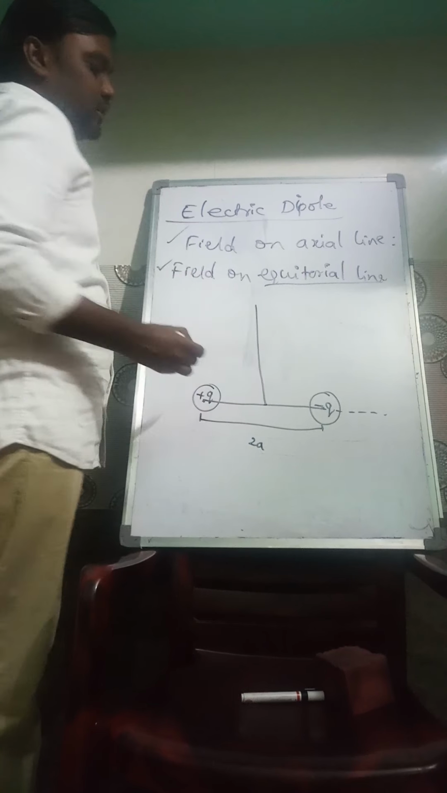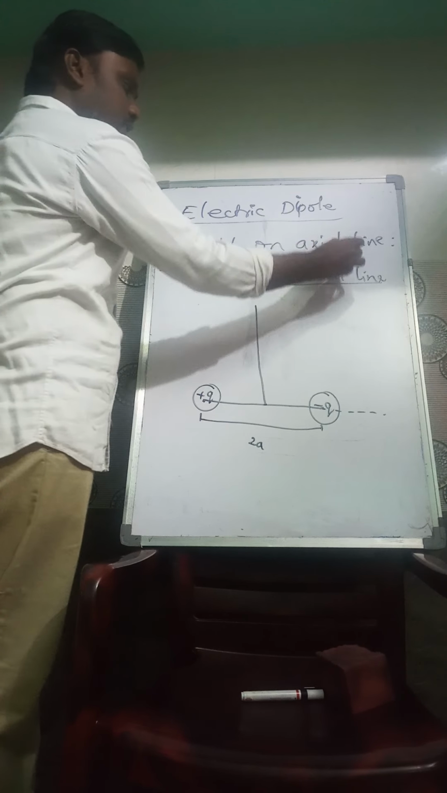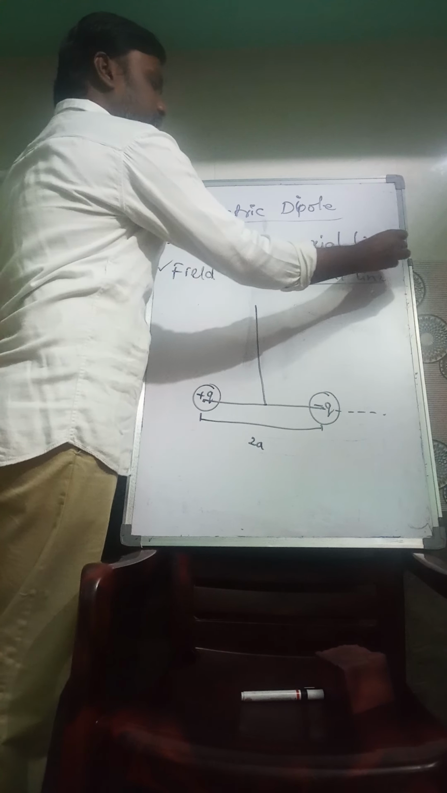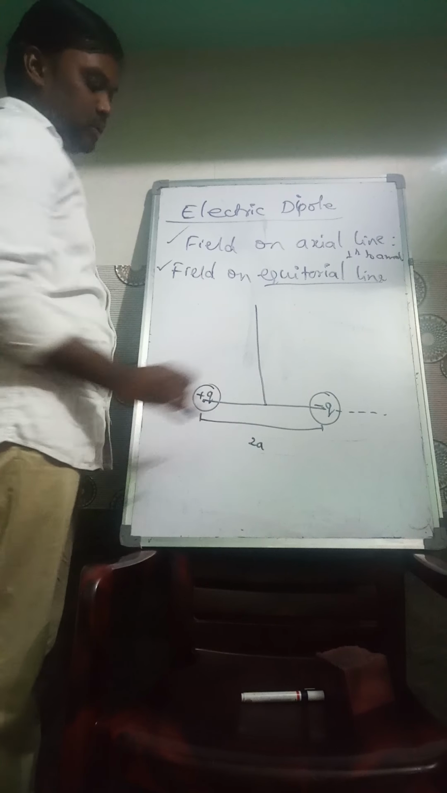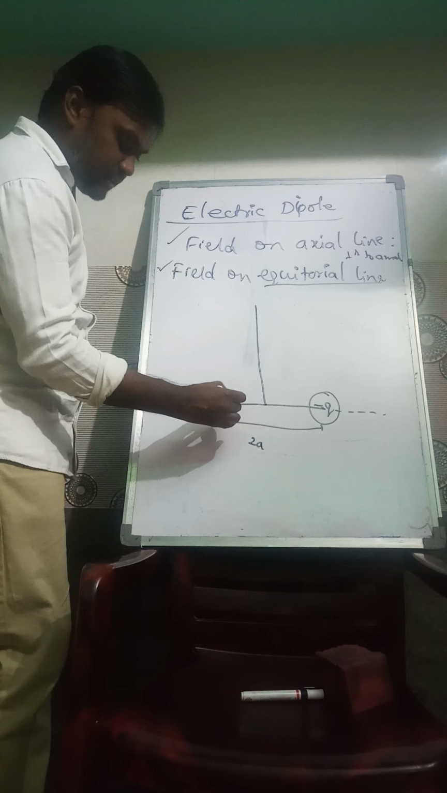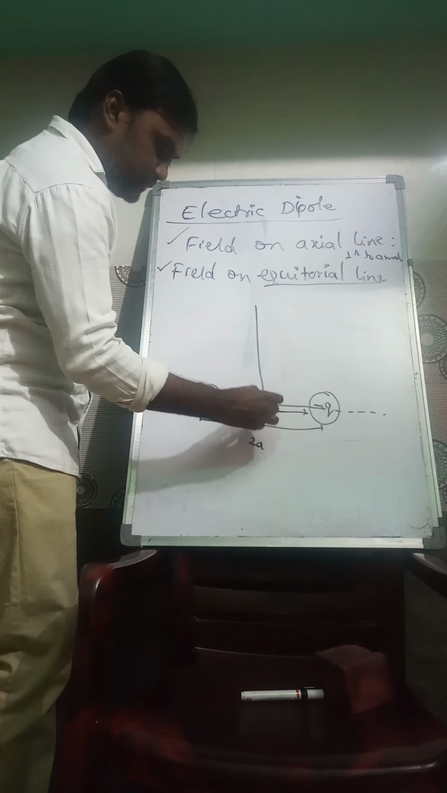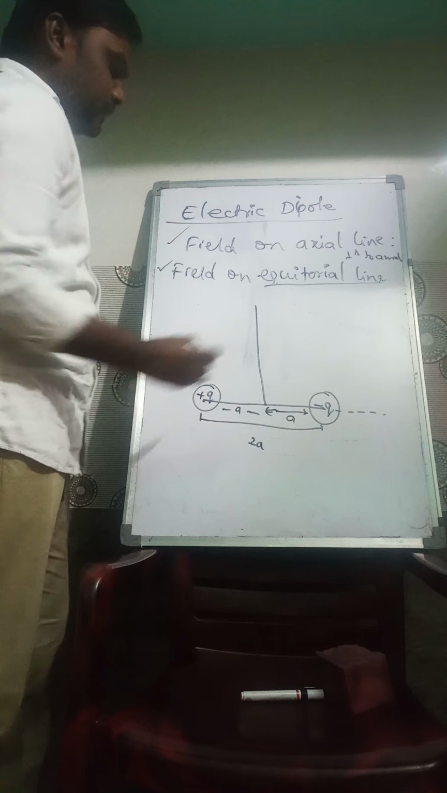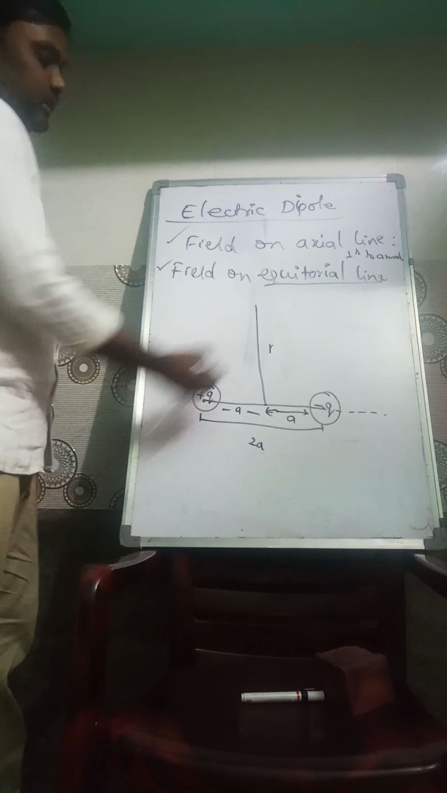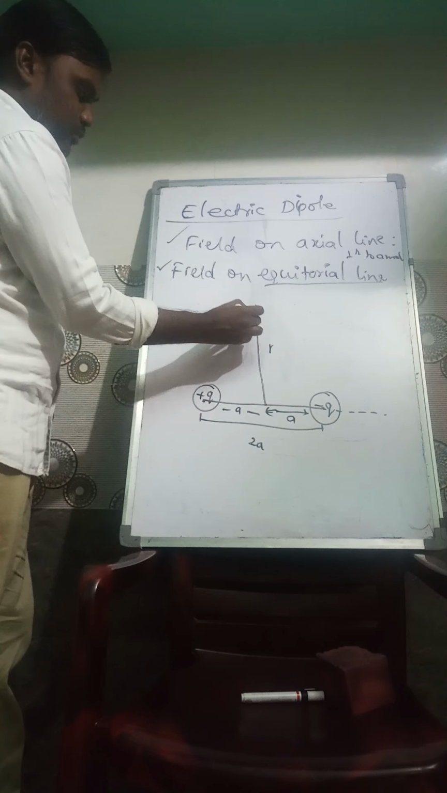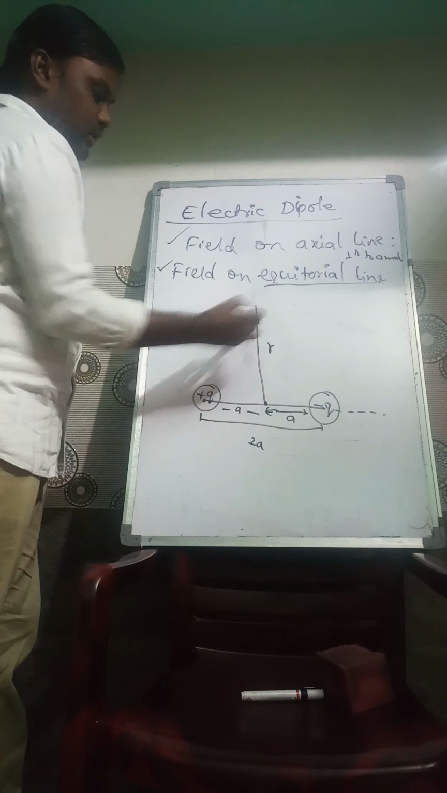So it has to obey two points. The first point, it is perpendicular to the axial line, and the second, it must pass through the center of the dipole. That means this is length a, and this is also length a. This is 2a, and here at a distance r, we are going to find the electric field at this point. The distance from here to here is r, small r.